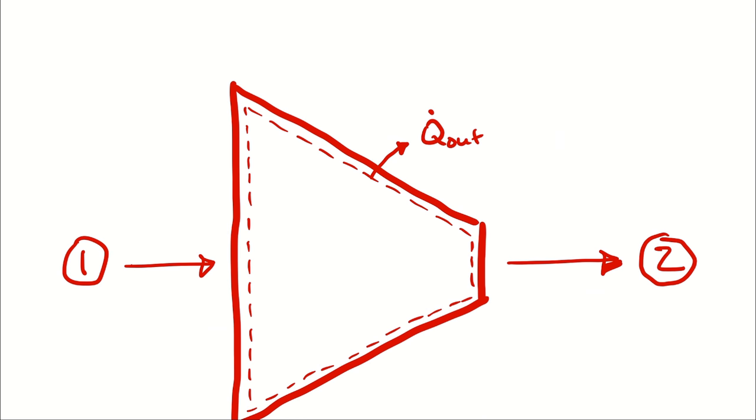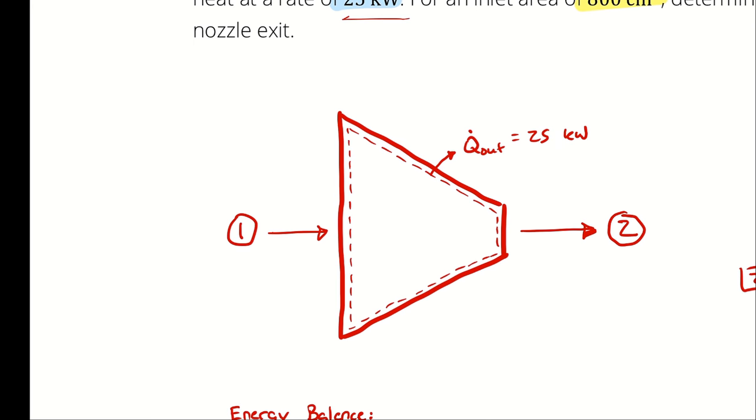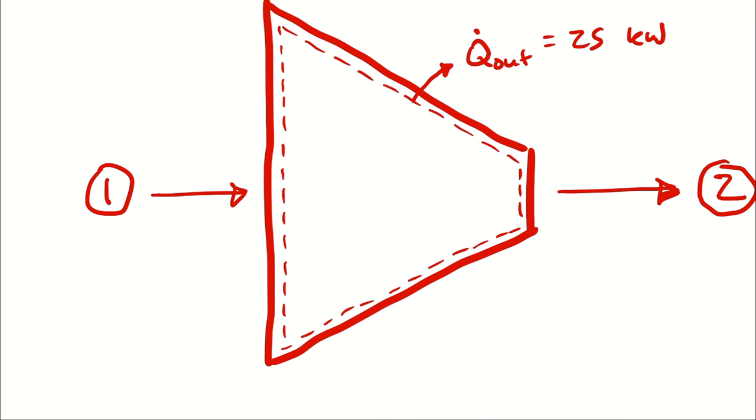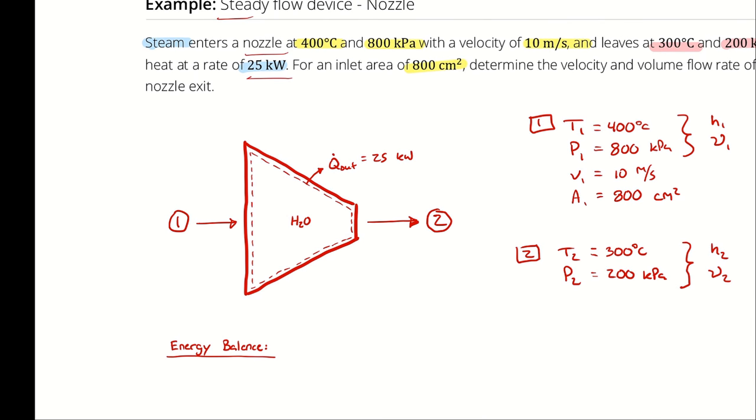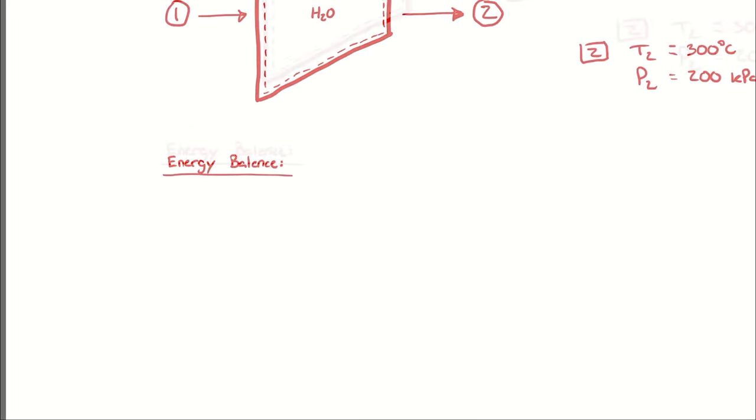If I wanted to, I could add to this the actual amount. It is 25 kilowatts, but I don't necessarily have to. Lastly, while I'm here, it's pretty common to indicate the working fluid on your system diagram. So we've indicated a nozzle, as evidenced by the fact that our cross-sectional area is decreasing. We have an inlet and outlet state point. We've indicated that it's water and that there's heat rejection.